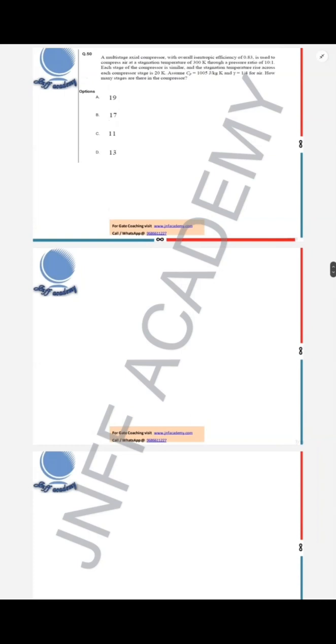We were solving the jet propulsion part. This question is from the axial flow compressor. The question says a multi-stage axial compressor with overall efficiency of 0.83, that is compressor efficiency is 0.83.